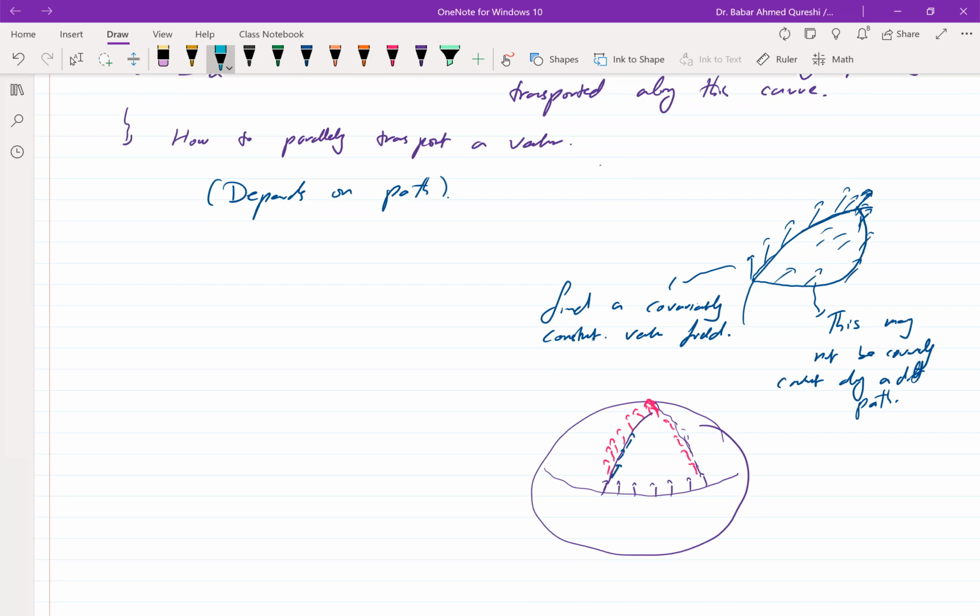Well, maybe this color goes like this, because it keeps parallel with this while you project onto it. And this will give you a different vector over here. So parallel transport along different paths may end you up with different vectors at the same point. So they will correspond to different vector fields, not the same one.